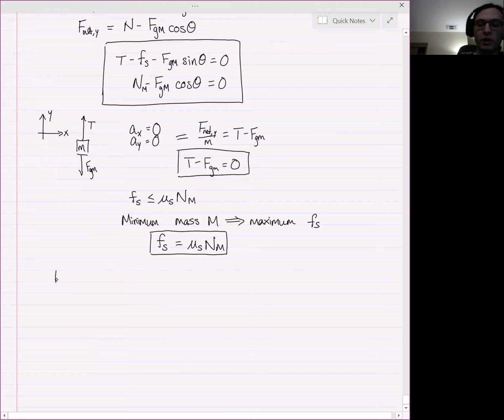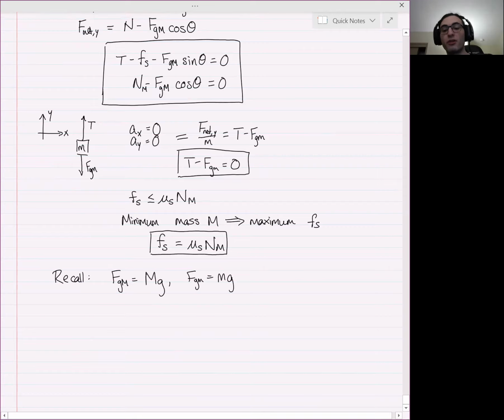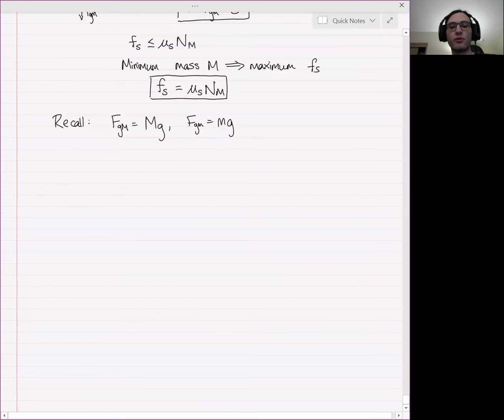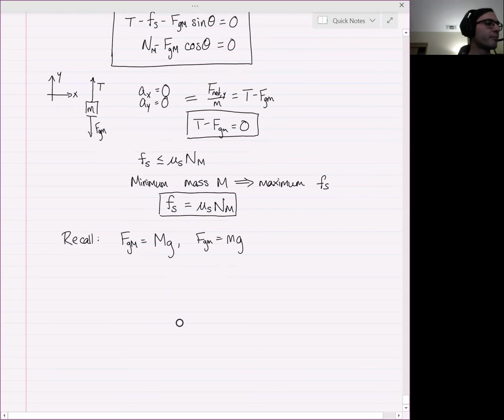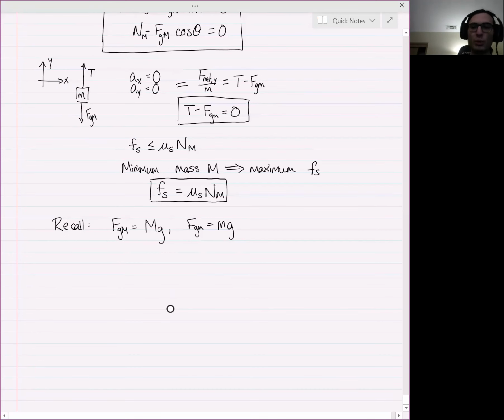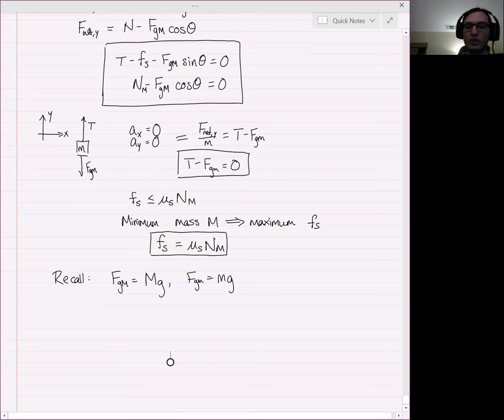Just a quick recall here. Recall that Fg of capital M is just capital Mg, and Fg of lowercase m is just lowercase mg. This is just the formula for the magnitude of the gravitational force. And so now we can actually plug in and solve. We have basically 4 equations, 5 variables, and we want all of our equations to show up in the form of having a little m floating around. But there's just a whole bunch of algebra that you can do solving these.